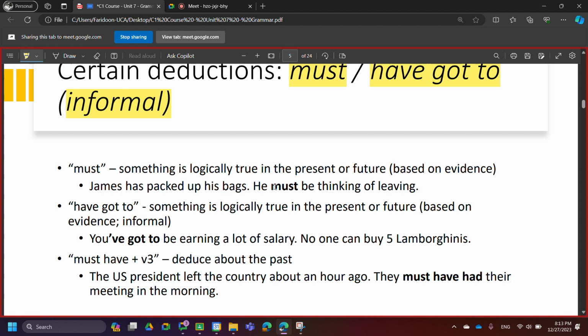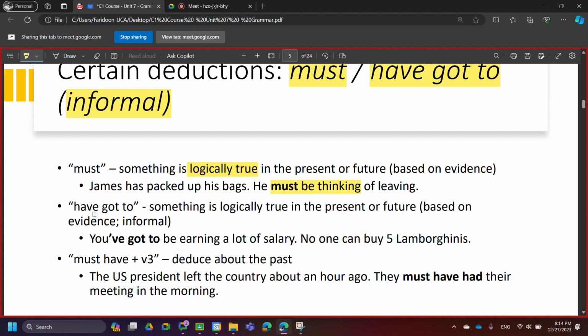So this must be thinking of leaving just tells us that it's something that is logically true. If a person, for example, has packed up the bags, what do you think he's going to be doing? Do you think he's just going to pack the bags and go back to sleep? No, of course not. He might be thinking of leaving. So that's why we're using must, and we're very, very sure of it.